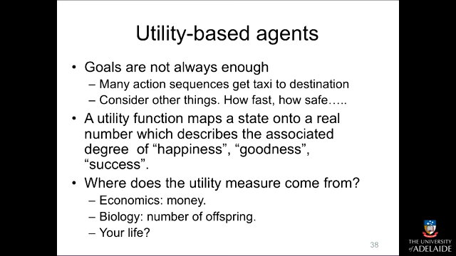And there are various ways we can devise utility functions. In economics, it almost always comes down to money. How do we maximise the monetary payoff of a particular set of actions? In biology, in natural selection, it probably comes down to either number of offspring, or perhaps more appropriately, the fitness of the offspring. You might want to reflect on what are your utility functions?